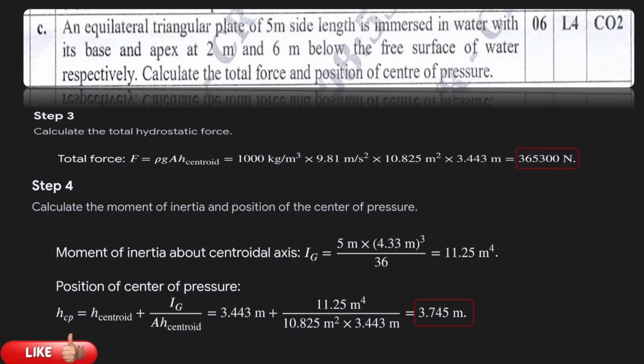Now, the position of center of pressure is given by h_cp equals h centroid plus Iz divided by area into h centroid. We have to calculate the moment of inertia. Iz is equal to 5 into 4.33 divided by 36. This is equal to 11.25 meter raised to 4. In the first step, we discussed Iz is equal to base into height cube divided by 36. After substituting 11.25, we will get 3.745 meter.